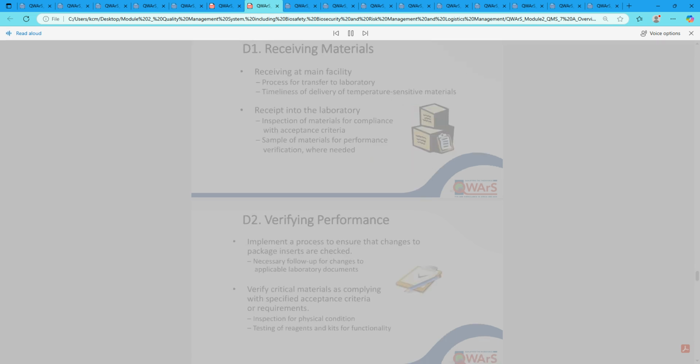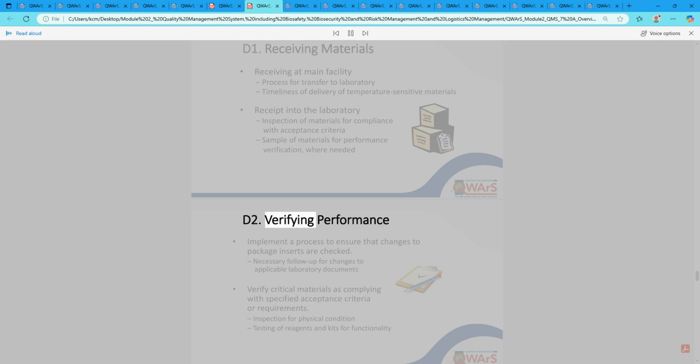D1. Receiving materials. Receiving at main facility. Process for transfer to laboratory. Timeliness of delivery of temperature-sensitive materials. Receipt into the laboratory. Inspection of materials for compliance with acceptance criteria. Sample of materials for performance verification where needed.